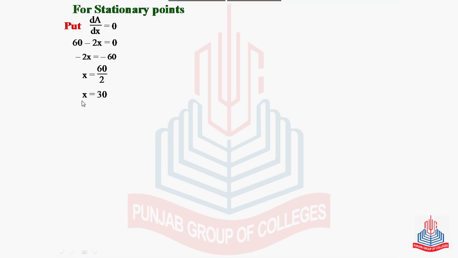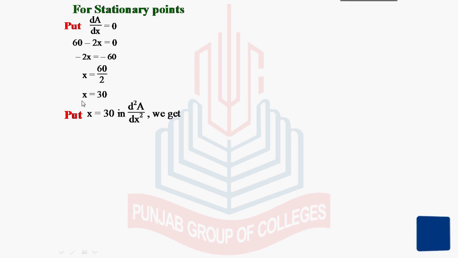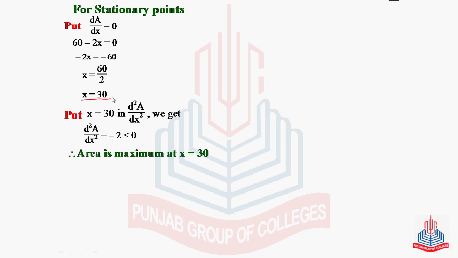Now put this x equal to 30 in the second derivative of the area function, which returns a negative value, as our second derivative is a constant function. So second derivative is minus 2, which is less than 0, and if the second derivative is less than 0, then the function will return a maximum value at the stationary point, and the stationary value is x equal to 30. So we can say area is maximum at x equal to 30, and the required condition is to make area maximum.